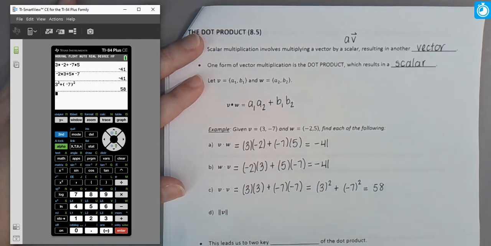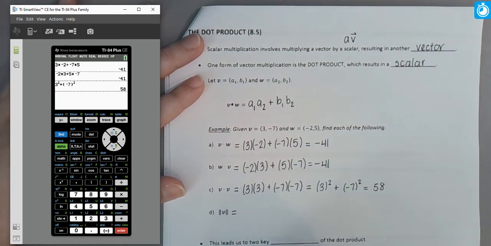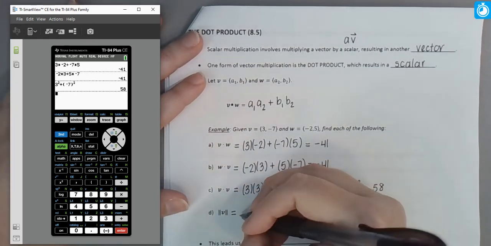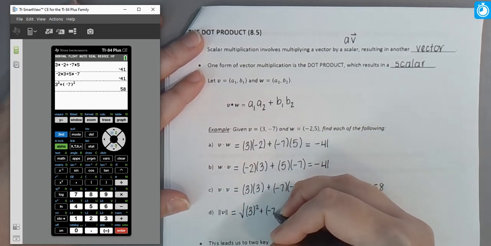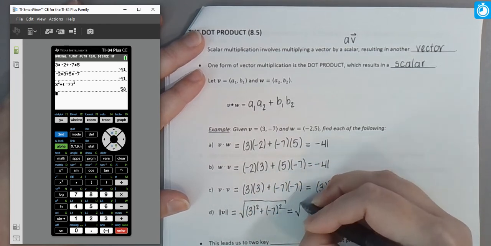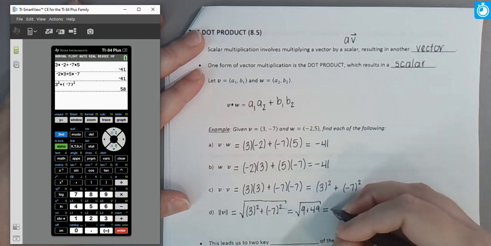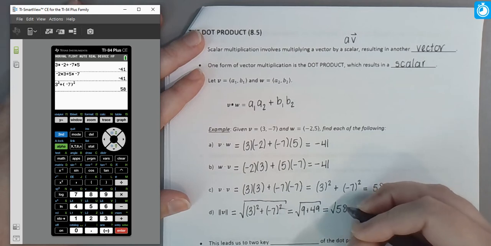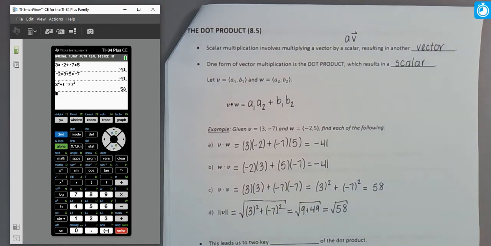Now, what is the magnitude of v? This is not directly related to finding the dot product, but we'll talk about why we're looking at this in just a second. Let's find the magnitude of v, and we know how to do that. We square each of the components, sum them, and then take the square root. So square root of 3 squared plus negative 7 squared. So that's going to be the square root of 9 plus 49, which is going to be the square root of 58. And that can't be simplified, we just leave it like that.